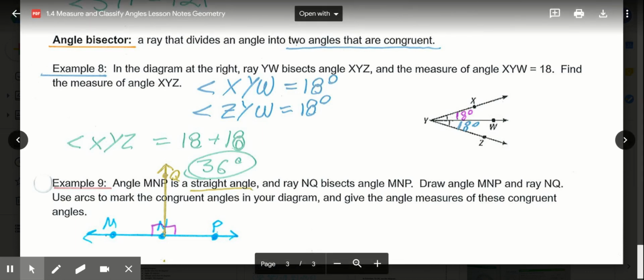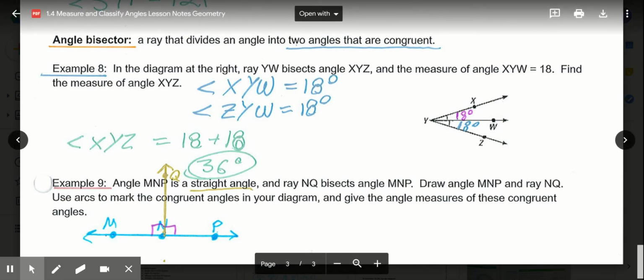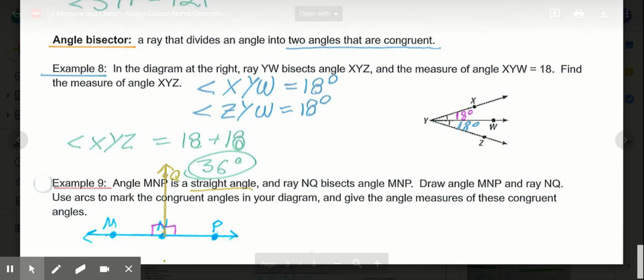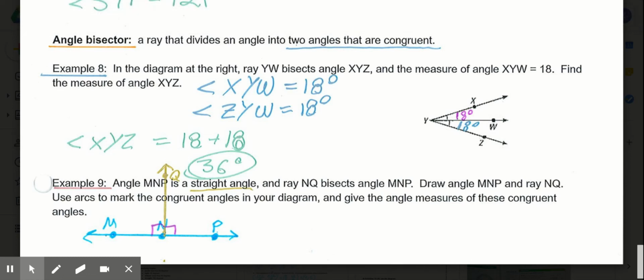The measure of angle XYW was 18 degrees. Find the measure of the larger angle XYZ. So I know if XYW is 18, that also tells me ZYW is 18. So XYZ is 18 plus 18, or 36 degrees.